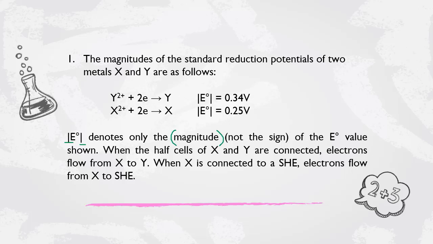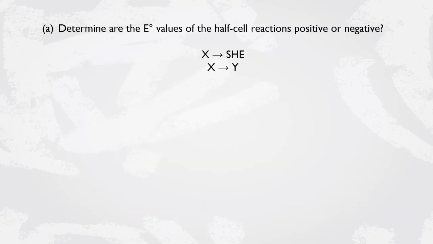So when the half cells of X and Y are connected, electrons flow from X to Y. So we are given one hint regarding the movement of electrons, X to Y. And then when X is connected to SHE, where we can find our electrode potential, the electrons also flow from X to SHE. The question asks you to determine whether the E° values of the half cell reactions are positive or negative. So from the question, we know that the electrons will move from X to SHE and X to Y.